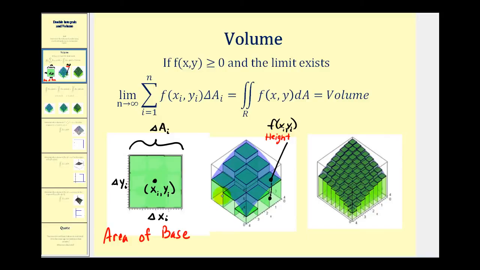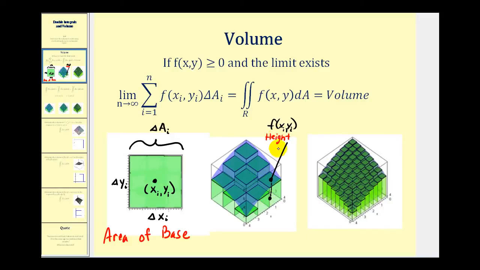If we take a look at just one box, the area of the base, delta A, would be determined by multiplying delta x times delta y. Once we have the area of the base, we pick a point (x, y) in this region, plug it into the function, and this gives us the height of the box. So the area of this base times the height of the box gives us the volume of each of these boxes.